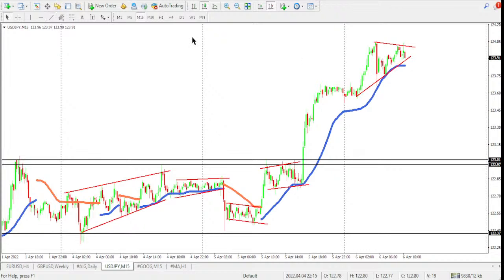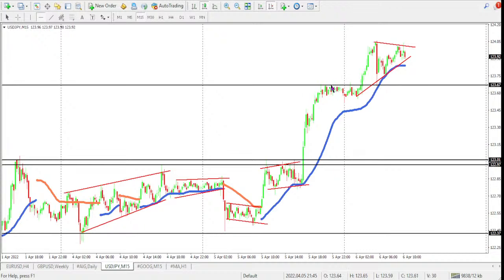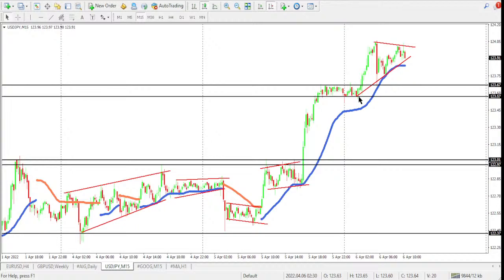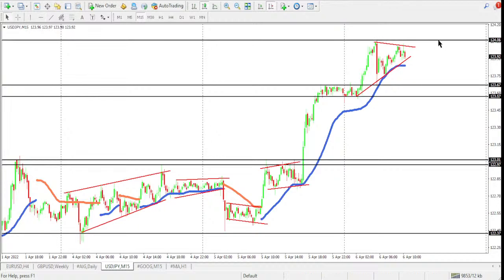So overall, we are buyers. We are looking for buy positions on this instrument. We expect buyers to continue to push price to the upper side, but first we want to see price break and close above this level. This is 124.06. If the price can ascend and close above 124.06, then this will be a good place to look for more buy positions.